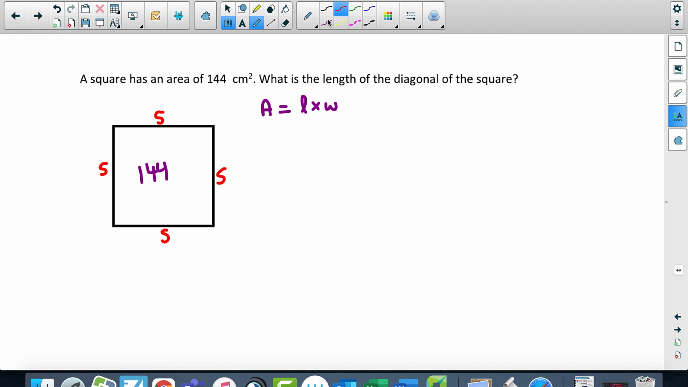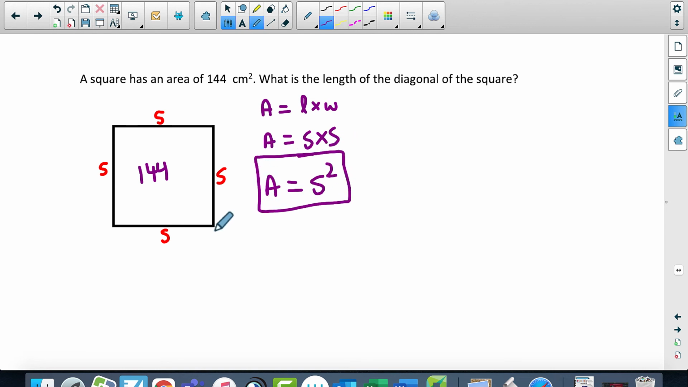So if we want to get the area of a square, yeah, you could do length times width. But you could also go length, side, which is S, times width, which is also S. Side times side. Well, wait a minute. What's a faster way of saying side times side? How about side squared? This is really the best formula for the area of a square.